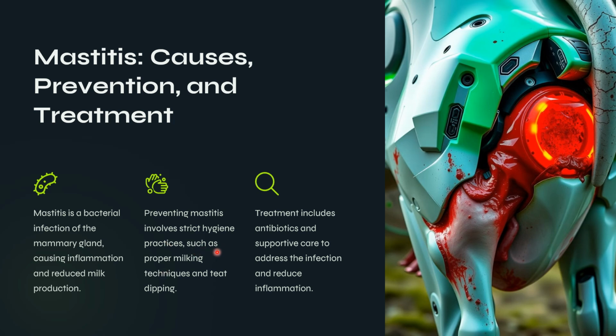So in such cases, what we should do is proper milking techniques should be used. Full hand milking or stripping should be done, and knuckling should not be done, and teat dipping after every milking should be done. Treatment: if mastitis happens, then what are the treatments? Antibiotics like penicillin are used, and then supportive care involves using betadine to treat the wounds.